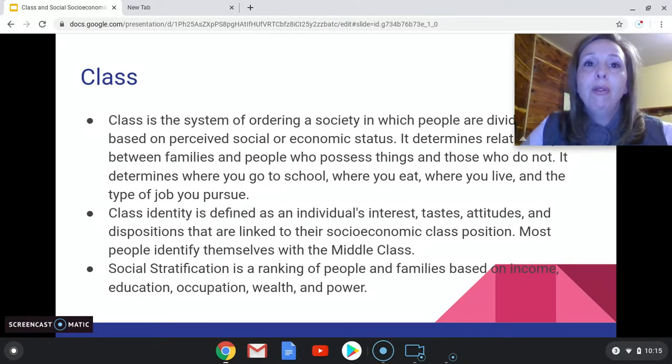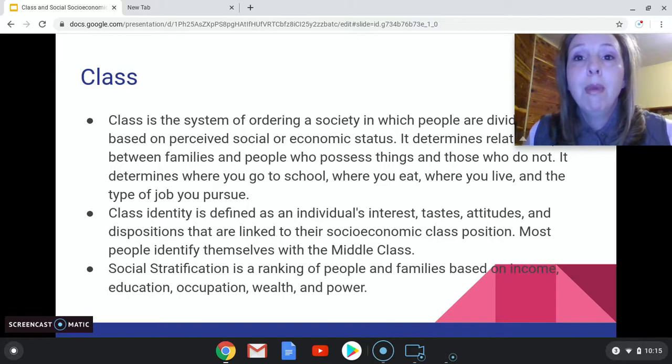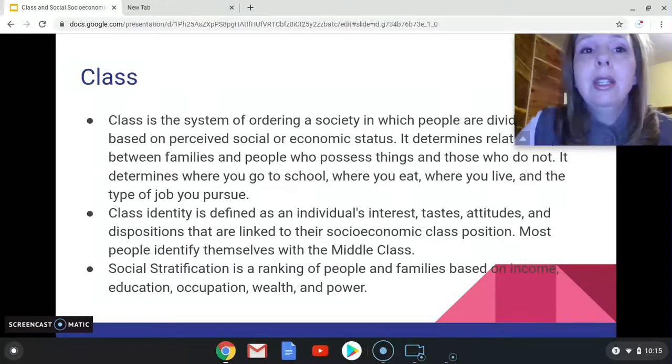Class is a system of ordering in which people are divided into sets based on perceived social and economic status. It determines the relationship between families and people who possess things and people who do not. It determines where we go to school, where we eat, where we live, and the types of jobs we pursue. Class is something that you are born into and is likely the one that you will belong to throughout your life due to existing barriers that lead to generations of inequalities.